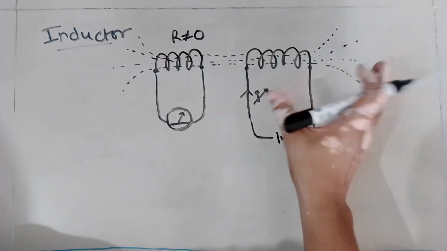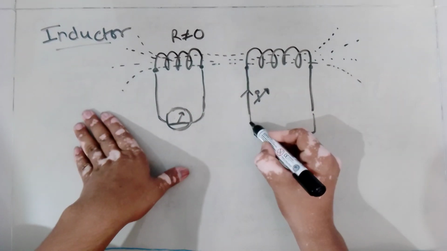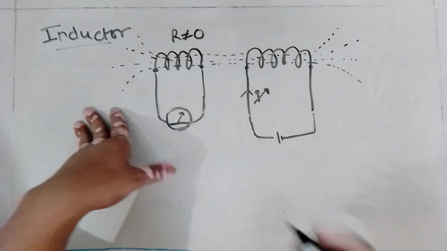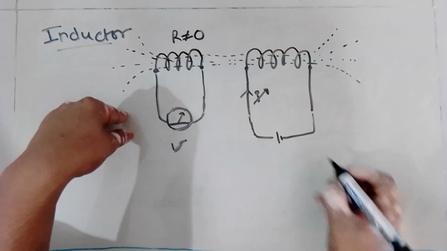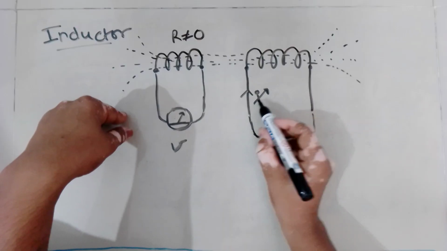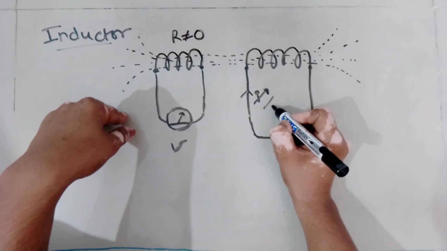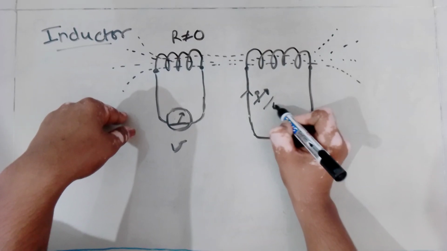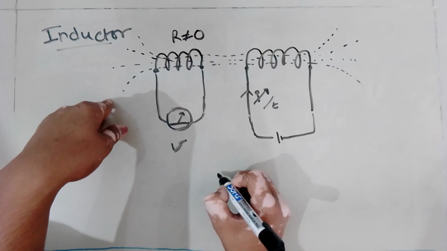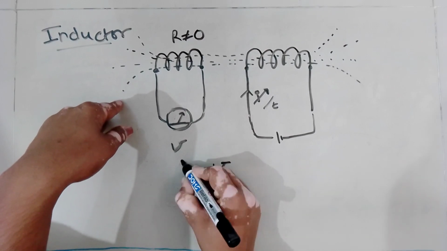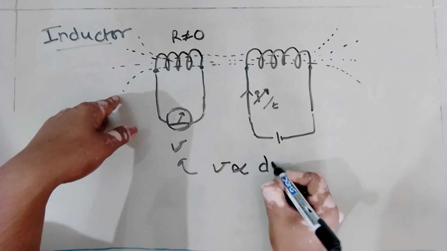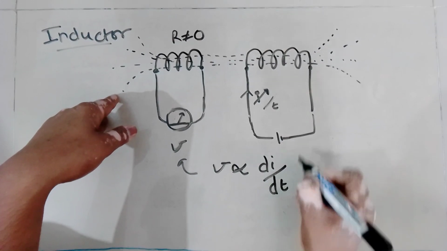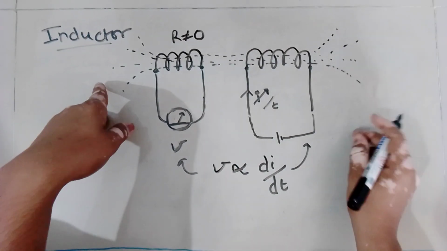So why is this? This is because of inductance. And we see that there is some potential difference generated in this coil, and there is a change in current with respect to time. So I can say that the voltage developed in this coil is proportional to the change of current with respect to time in the first coil.